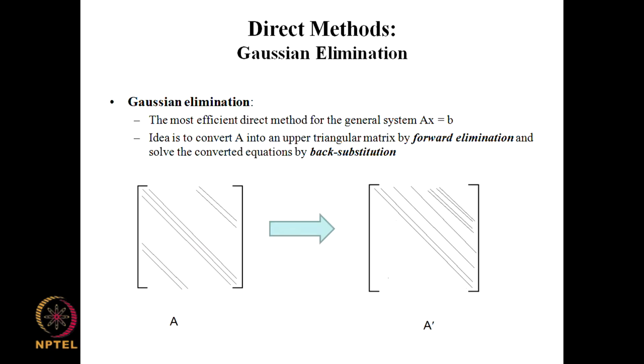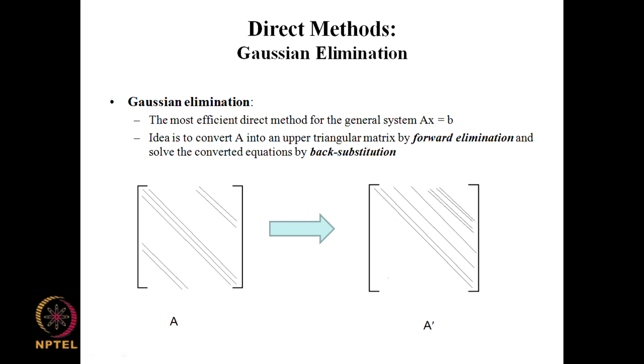Perhaps the best general purpose method for the solution of Ax equal to b is the Gaussian elimination method, and one could call this the most efficient direct method for the general system Ax equal to b. What we mean by general system here is one in which A is not specially structured. For example, in some systems you do not have the sparsity that we come to expect with CFD type of things. We have every element filled.